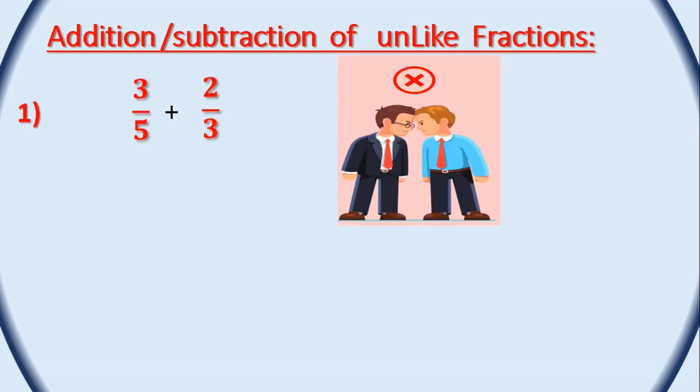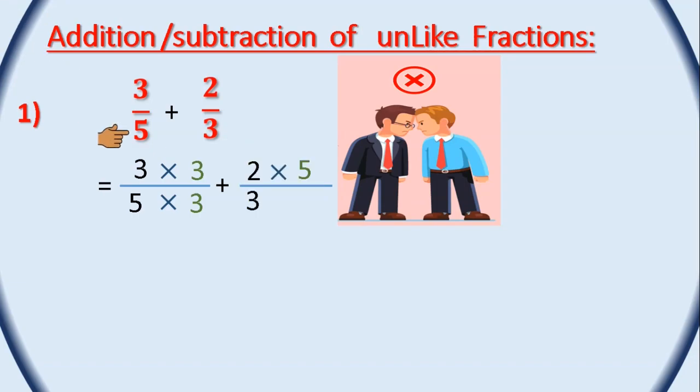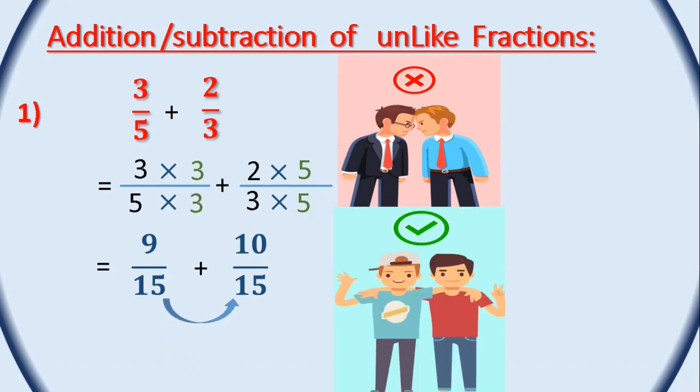To add unlike fractions, we should first change them to like fractions. We multiply the numerator and the denominator of the first fraction by the denominator of the second fraction, which is 3. And we do the same step for the second fraction. We multiply by 5. Then we get 9 over 15 plus 10 over 15. And now we get like fractions, so we can add them. And we get 19 over 15.